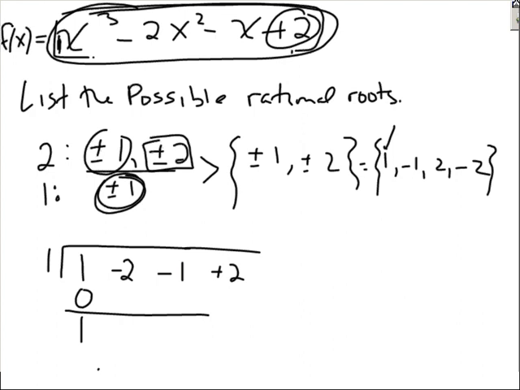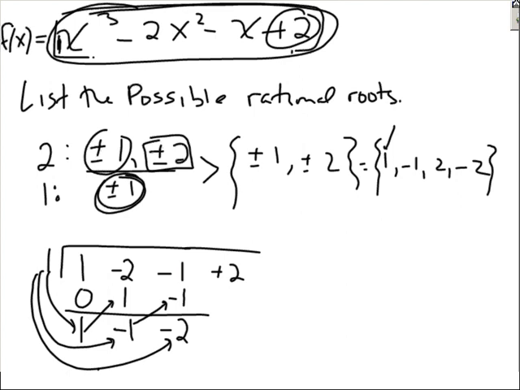1 plus 0 is 1. Multiply, bring it up there. Add, get negative 1. Multiply, bring it up there. Add, get negative 2. Multiply, put the answer up here. And here is the remainder, which is 0. So I didn't know it would work, but it turns out that 1 is a 0. So we have 1. It worked.